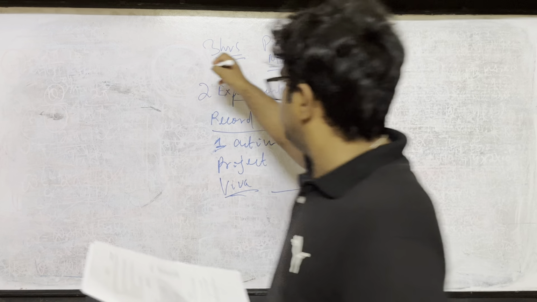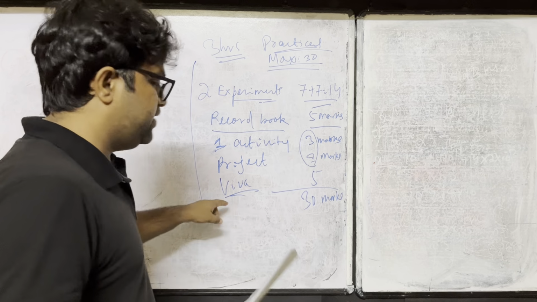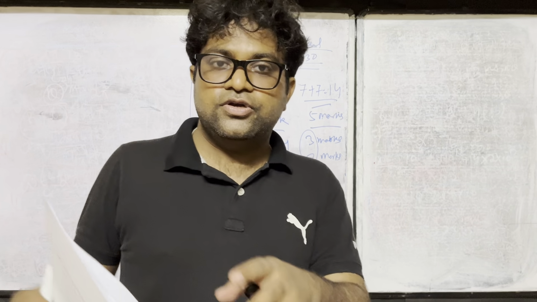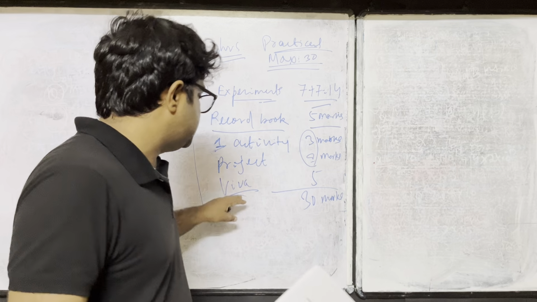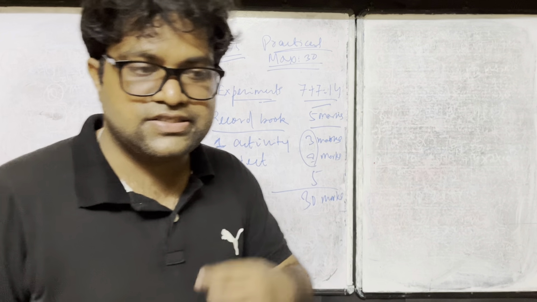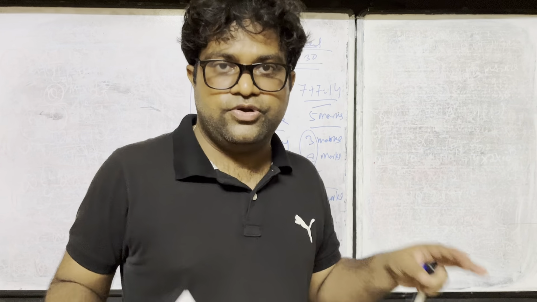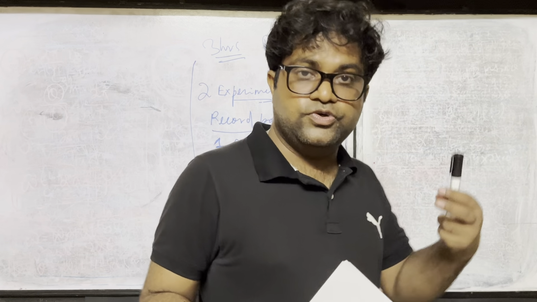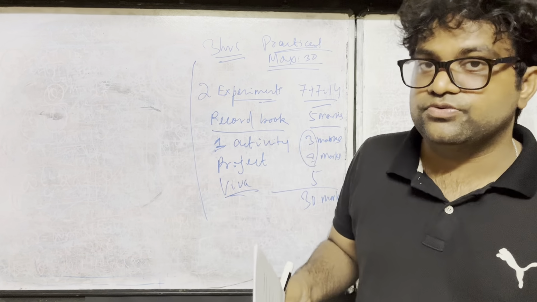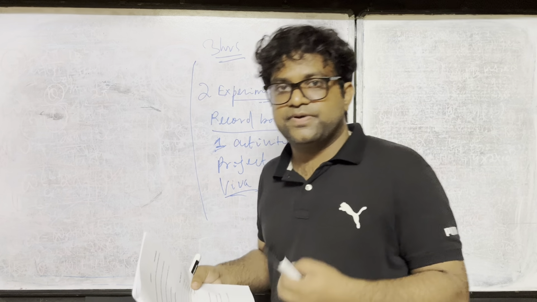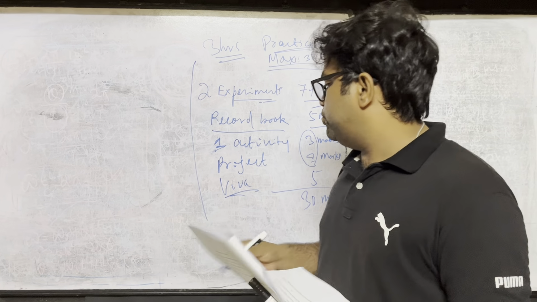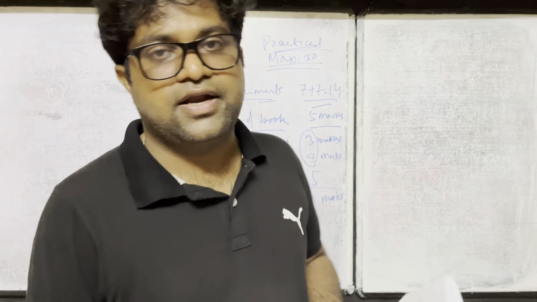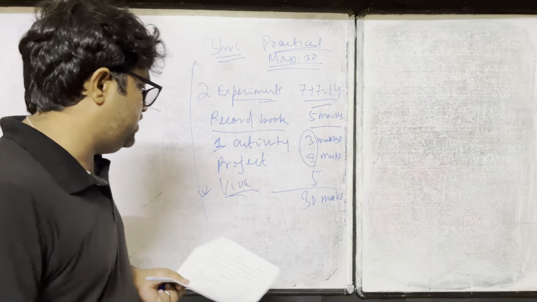Clear? So this is the marks distribution. For the viva, the external examiner that CBSE sends to your school will generally ask you some questions based on what you are doing, which experiment you are doing. He can ask you some details about the experiment. If you want to know what types of viva questions are asked, I'll explain in another video.